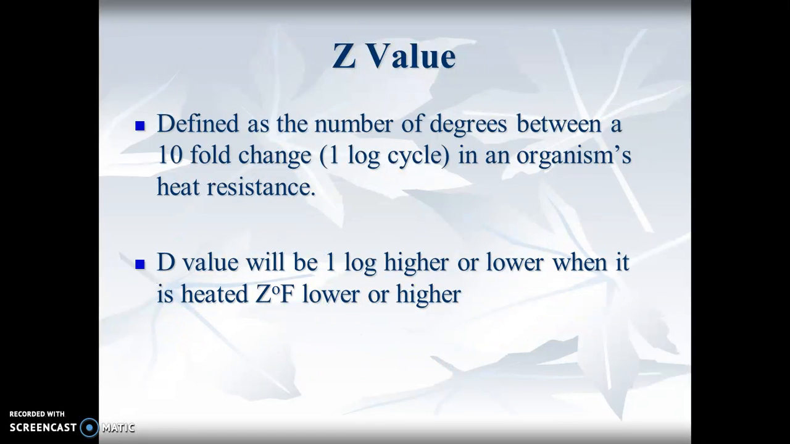These all mean the same thing, but really what you're looking at is destroying 90% or 1 log of the microorganism. The Z value is defined as the number of degrees between a 10-fold change, or 1 log cycle, that 90%, in an organism's heat resistance. So the D value will be 1 log higher or lower when it is heated. Z is a value of how much you're heating it. So you'll have a D value, a 1 log reduction, when you heat it Z. If it's 5 degrees Fahrenheit to have a 1 log reduction, and you heat it 5 degrees, then 10 degrees, you should be able to see that you have a 2 log reduction when you double that 5 degrees to 10 degrees Fahrenheit.